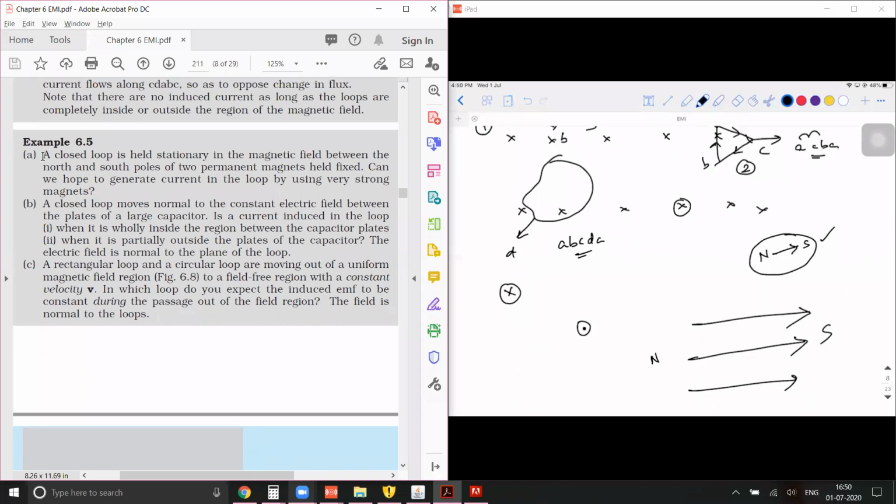So can you guys do this one? Problem 6.5: a closed loop is held stationary in the magnetic field between the north and south poles of two permanent magnets held fixed. Can we hope to generate current in the coil by using very strong magnets? What is the keyword here? A closed loop means it is a pickup coil. A pickup coil is held stationary in a magnetic field. That word itself tells us that.